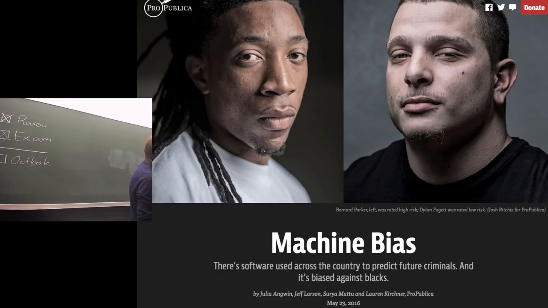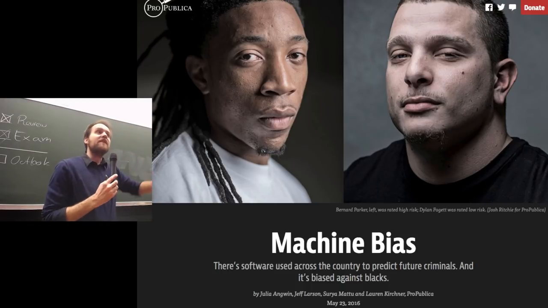And when you look at the behavior of this system, you see that it's disproportionately, basically biased against black people. So it tends to predict that black people will go back to a life of crime more often, and it tends to make mistakes more for black people than for white people, because of the reasons we've seen so far.